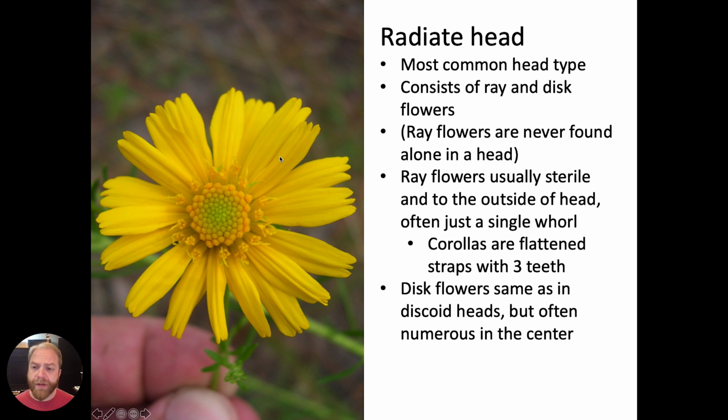Ray flowers bear a superficial resemblance to ligulate flowers. However, these have 3 apical lobes instead of 5. There are some other differences, but to keep it simple, this is an easy way to distinguish them. The ray flowers are often sterile or maybe just female, and the disc flowers are often bisexual and fully functional. That's usually the case.